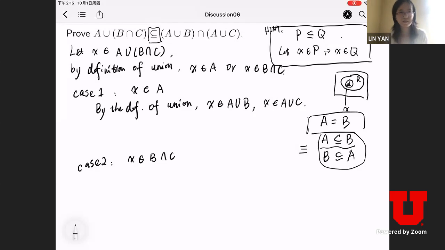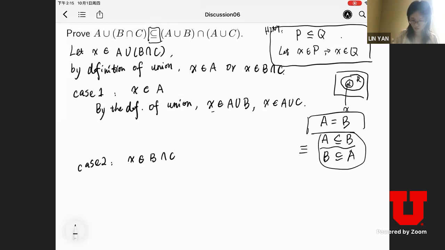Yes, good catch. No problem. Thank you. Any question is welcome. So yes, in this problem, you can use to show that they are equivalence. Then it also shows that it is a subset of another one. Yeah. Thank you.